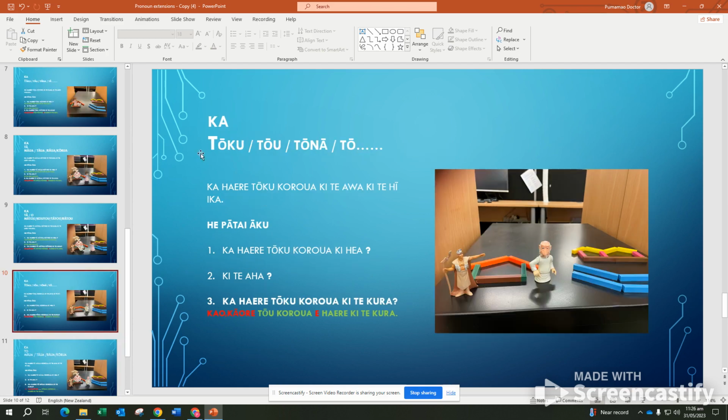Okay, now we look into the o section. Tōku, tōu, tōna. The structure is exactly the same. All we are doing differently with the previous pātai is instead of tāku, we are using tōku in reference to the koroua being older than us. Ne?